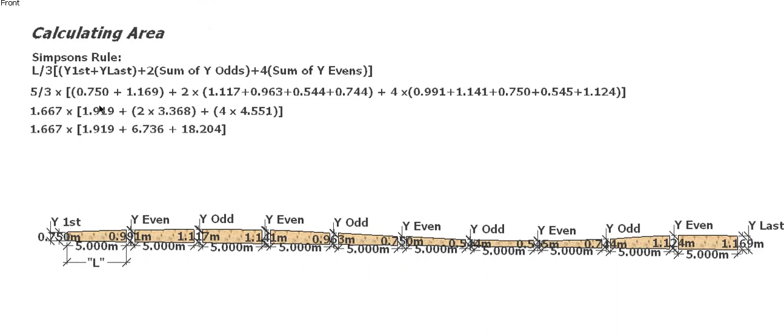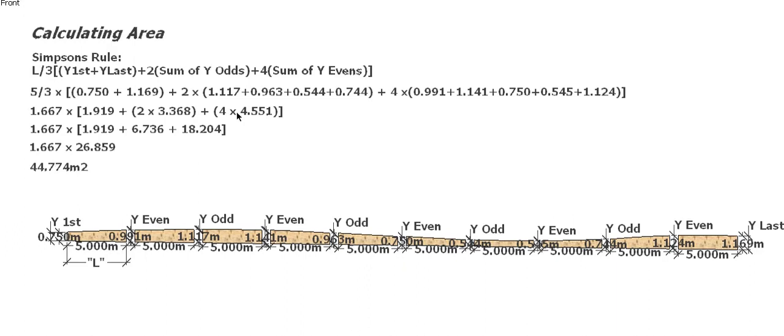So that stays the same. 2 times 3.368 gives us 6.736, and 4 times 4.551 gives us 18.204. These now get added together, which gives us 26.859. We times that by our original number, 1.667, and we get a total area for this trench of 44.774 square meters using Simpson's Rule.